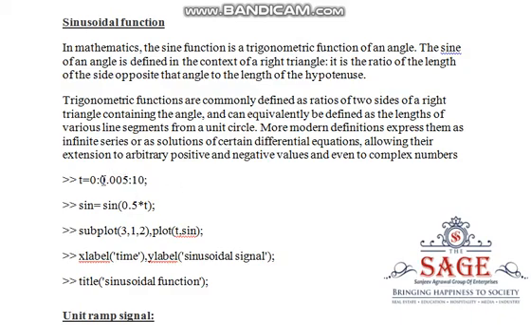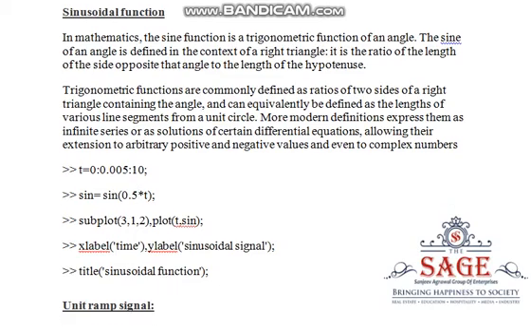Now we will define t from 0 to 10 in steps of 0.005. The sine function we have defined with the help of the MATLAB code. Sine is equal to sin of 0.5 star t, where 0.5 is omega, and omega is 2 pi f. Now we will plot this figure. With subplot we have divided it into 3 rows, first column, and second figure. We will plot the signal and label the x label as time, the y label as sinusoidal signal, and with the help of title we can name it sinusoidal function.